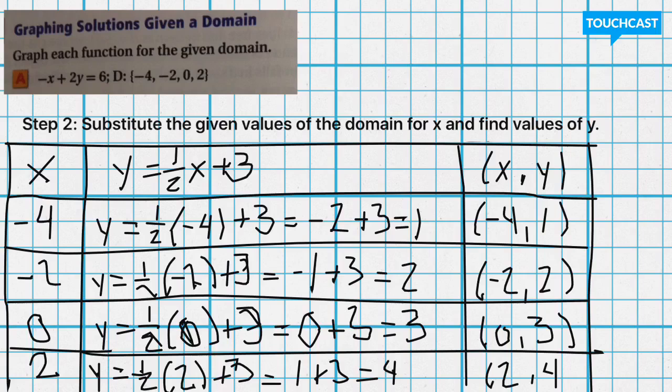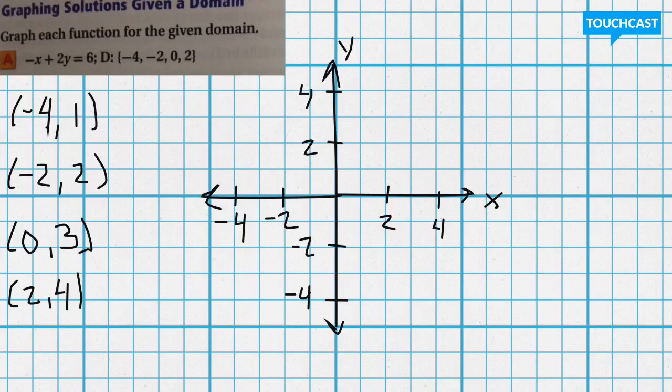Now we can move on to step 3, where we graph the ordered pairs. So now we can graph our 4 points. Because we had specific domain values for our function, we are not going to connect the dots, and we will leave our graph as distinct points. So we are done with example 1a. Let's look at example 1b.